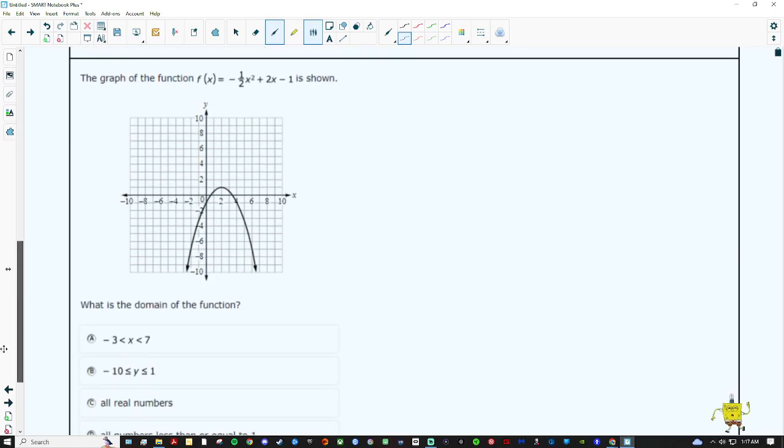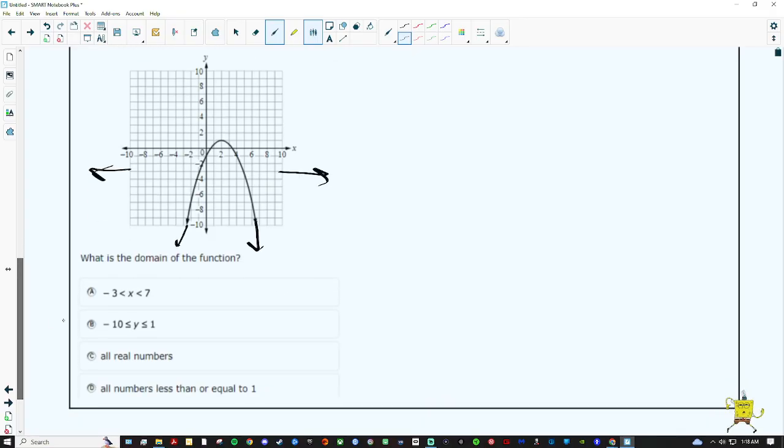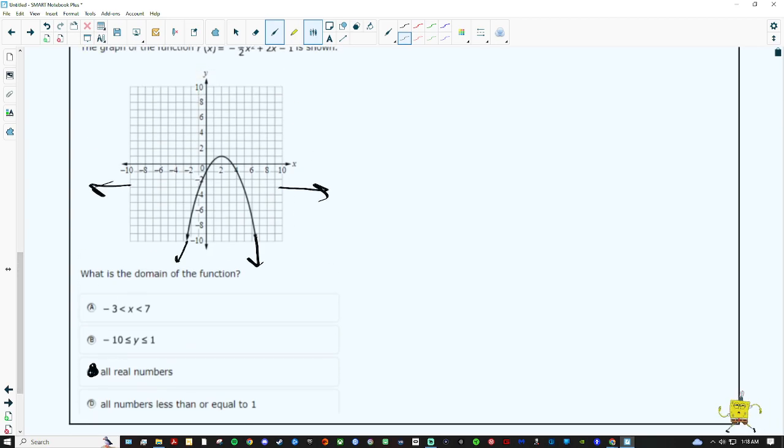Here's the graph of the function. What is the domain? So remember, those are x values. This graph is going to keep going and going forever this way, and it will go forever this way. All quadratics, the answer is all real numbers. Always all real numbers for quadratics for the domain.